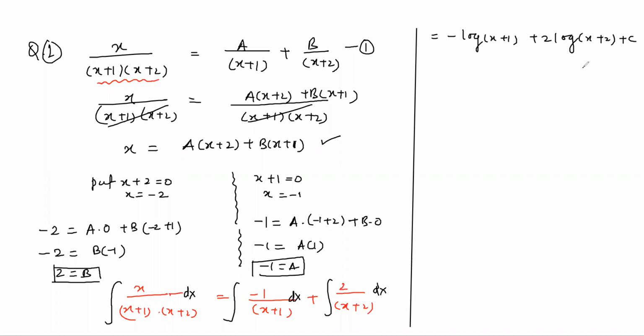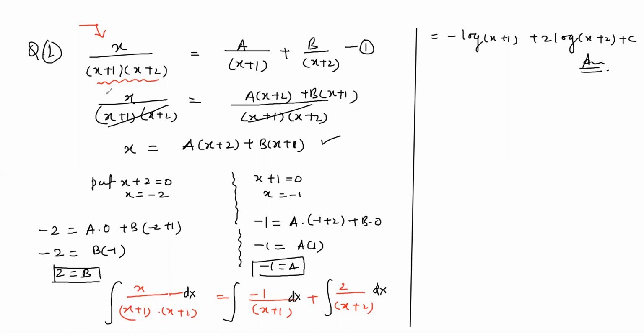Okay, and plus c. So this is your answer. So whenever you'll have this kind of question where you'll be having two different brackets in the denominator, or you can see that your function is in the rational form, then you'll solve it by using the partial fraction. Okay, let's have one more question.